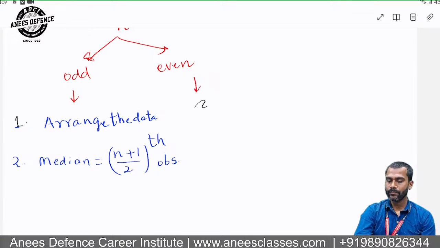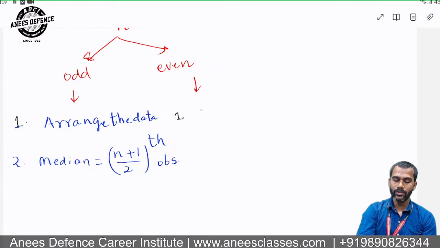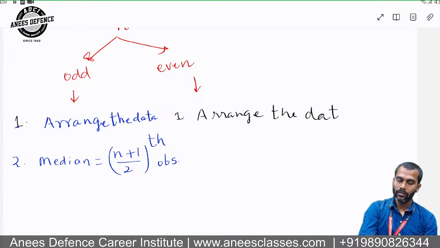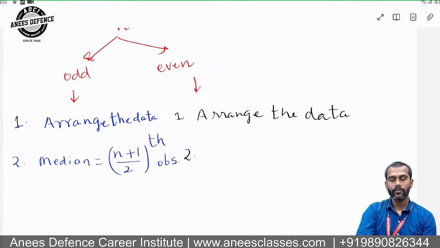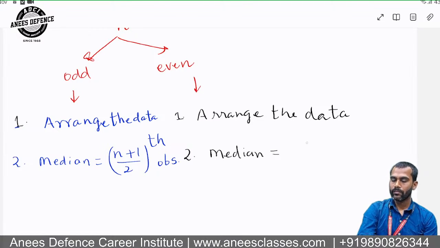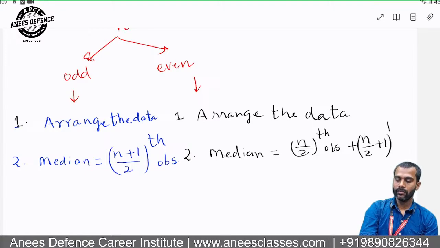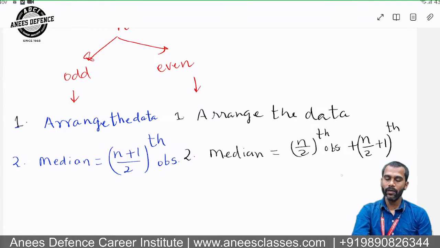What is median? First step, again, arrange all the data. And the second step, tell me, median is equal to the n by 2th observation plus the n by 2 plus 1th observation. These observations will be the middle ones.